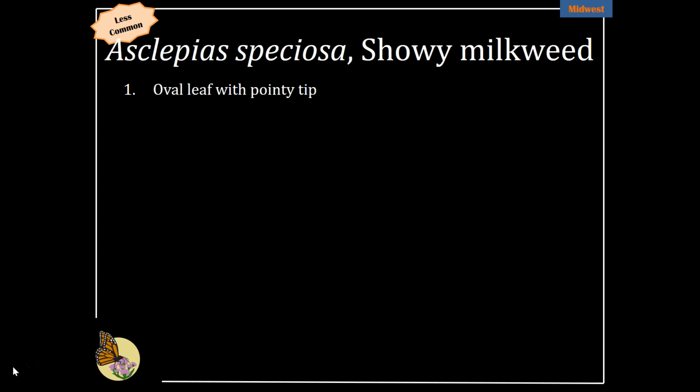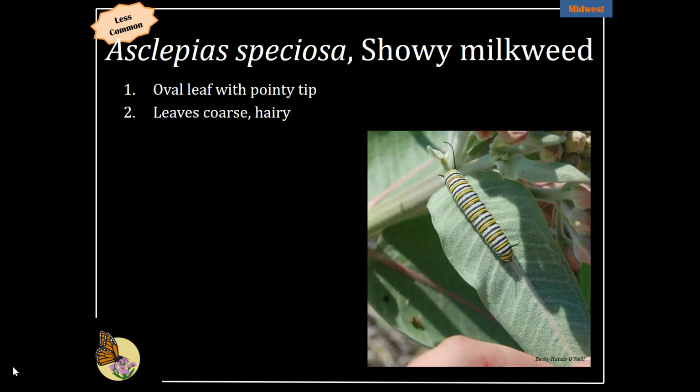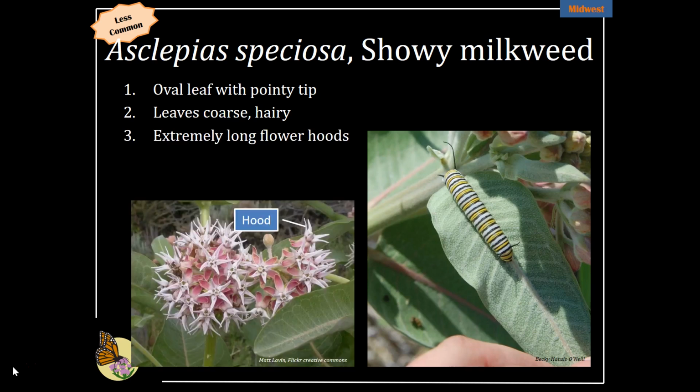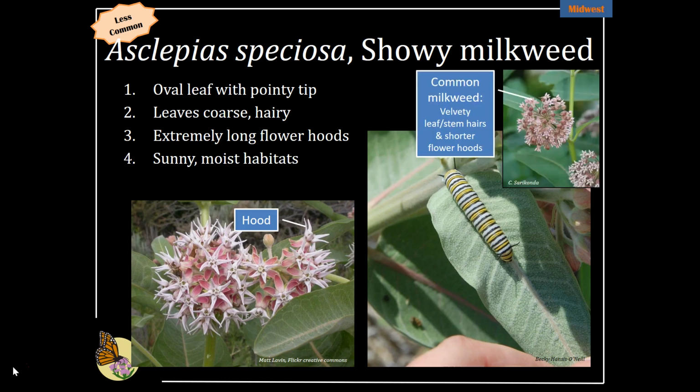Asclepias speciosa, or showy milkweed, is a western species that reaches its eastern limits in the Midwest, so might only be found in Minnesota or northern Iowa. It has oval leaves with pointy tips. The leaves are hairy, and the flowers are particularly showy, thus its name. The flowers have extremely long hoods, giving it a spiky appearance. It occurs in sunny, moist habitats. You can tell it apart from common milkweed because common milkweed has softer, velvety hairs on the leaf and stem, and shorter flower hoods.